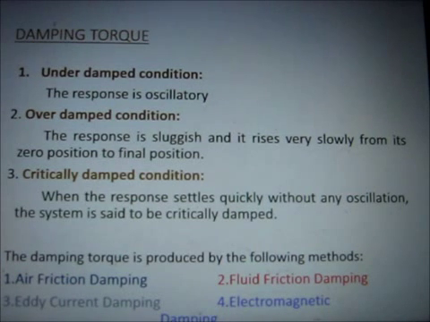In most cases, critical damping is used because it is better for our instruments. The damping torque is produced by any of the following methods; we can produce it by any of these four methods.